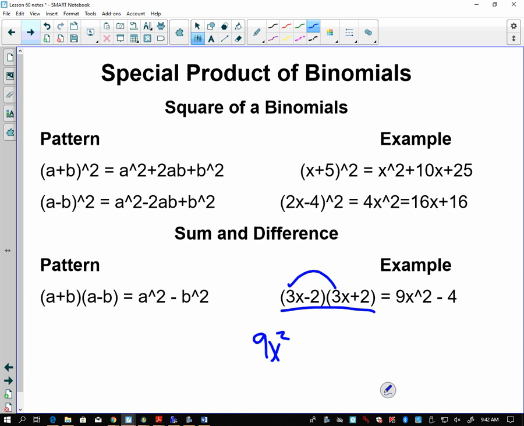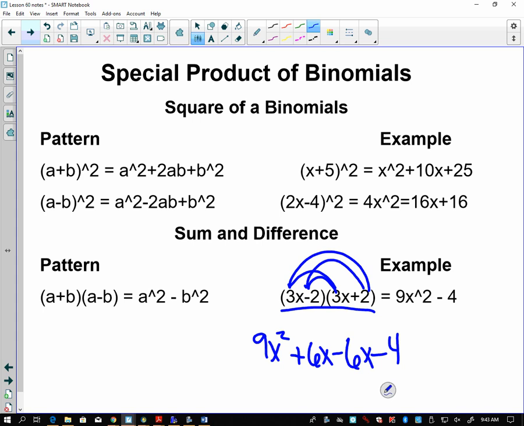What's up next, Mia? The outer, okay, which is what? 3x and 2, which is, okay, positive 6x. All right, what's after that, Jeremy? Inner, which is what? Negative 2 and 3x. What's negative 2 times 3x? Negative 6x. All right, Reagan, what's next? Negative 2 times 2, which is negative 4. Okay?